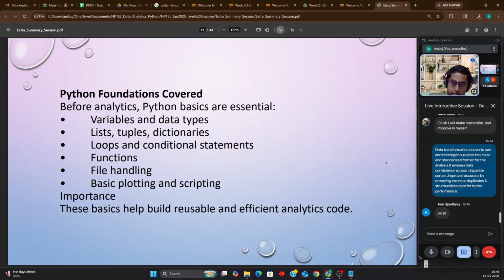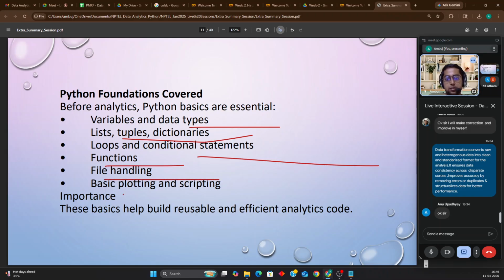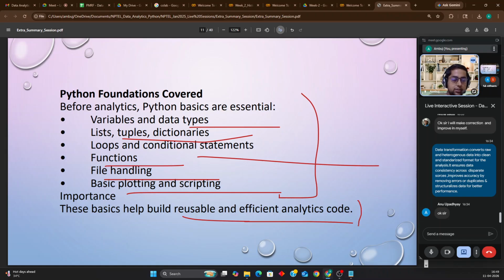Python foundations are covered. Before analytics, Python basics are essential: variables and data types, then lists, tuples, dictionaries which we have covered in brief, loops, conditional statements, functions, file handling, basic plotting and scripting. Basics are reusable, efficient, and make code analysis easy.